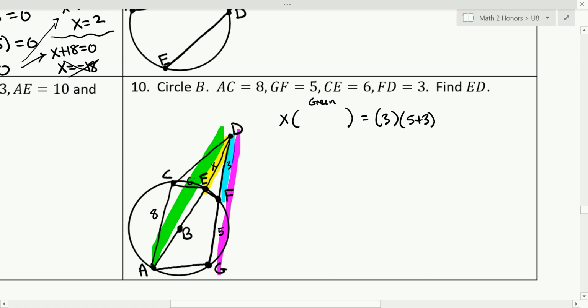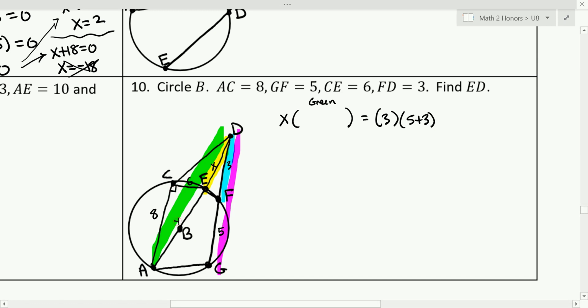It'd be nice if that were a right triangle, so we could find the hypotenuse, but is that a right triangle? B is the center of the circle, so AE is a diameter. That means this is 180 degrees, so this angle is 90. It's an inscribed angle, so it is a right triangle. And so let's solve for this side length.